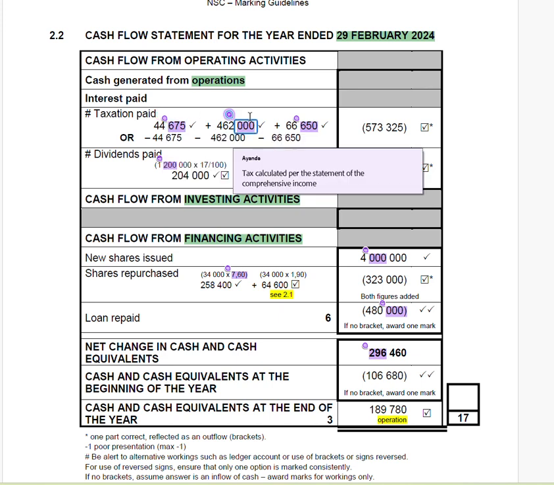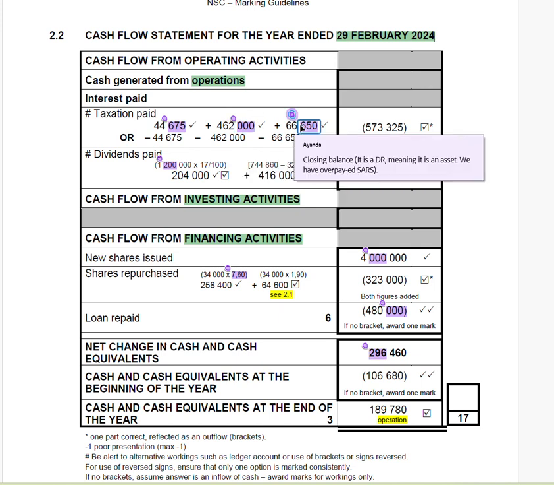What we know as well is that we have calculated the tax. So the tax as per the statement of comprehensive income amounts to 462,000. So that means the tax for the current year is 462,000. When we closed our books, we had a closing balance and it is a debit, meaning to say it is an asset. That means we have overpaid SARS. So how do I ascertain the amount that I have paid to SARS during the year? Because I've made an overpayment.